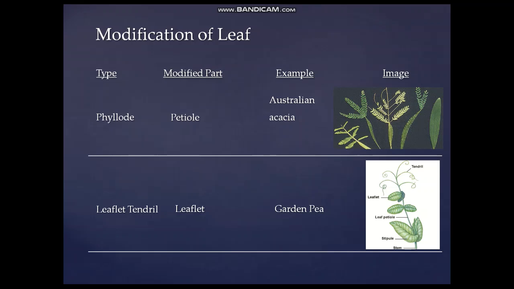Then is phyllode. A very important question, and it usually comes in our competitive exams. So phyllode, here the petiole is modified, commonly found in Australian acacia, and it performs the function of photosynthesis.